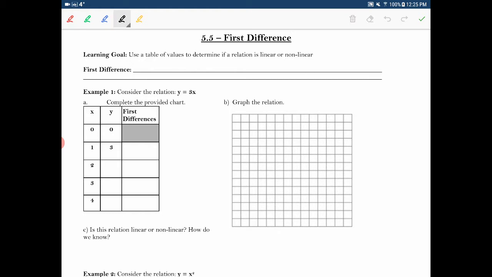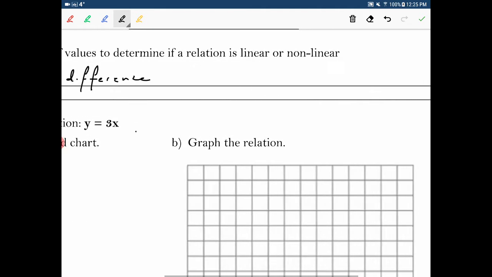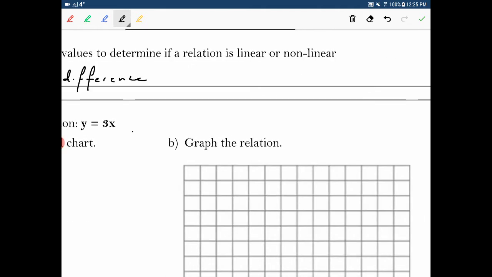So the obvious question is, what is a first difference? I'm glad you asked. This is the difference between consecutive y values in a relationship. Remember that the word difference, in math class basically, means subtraction. So the difference, or subtraction, between consecutive y values.